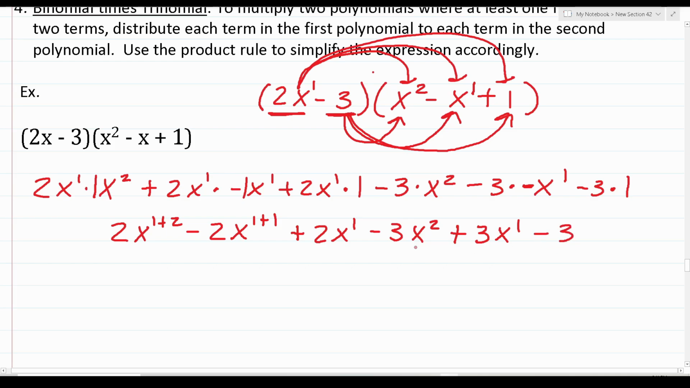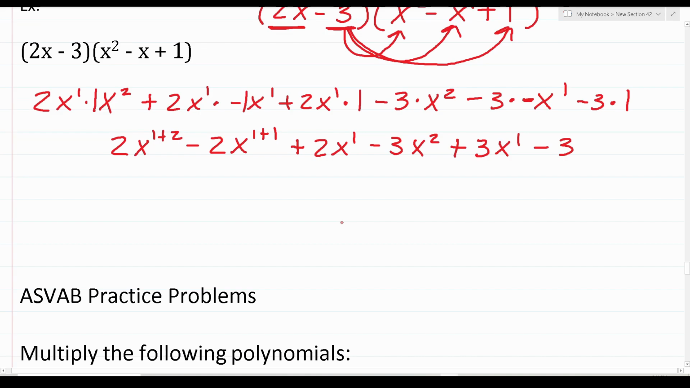Let's go ahead and simplify our exponents even more. 2x to the 1 plus 2 is just 2x to the 3, minus 2, x to the 1 plus 1 is 2, plus 2, and I'm going to get rid of this implied 1 such that it's just 2x, and then we have minus 3x squared plus 3x, again, get rid of that 1, minus 3.